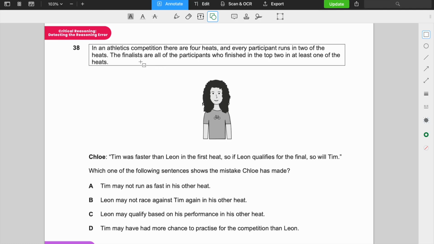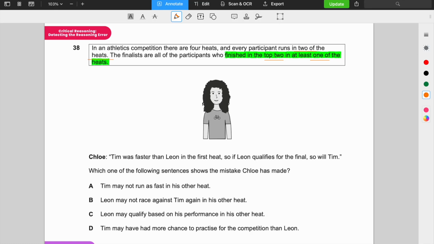The finalists are all of the participants who finished in the top 2. So this is a rule here: finished in the top 2 in at least one of the heats. So there are 2 heats, and that's the key thing. Well, there's 4 heats, but every participant runs in 2 heats. So what is a mistake Chloe has made?